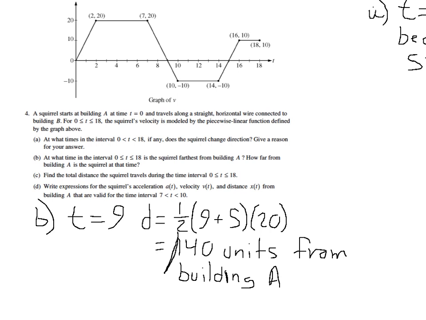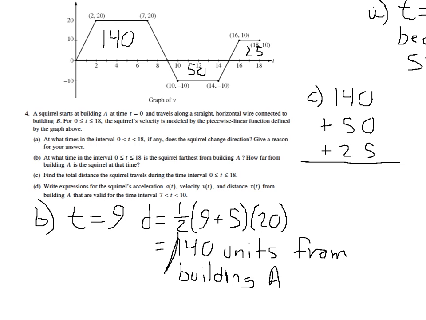If we already know that this area here is 140, we can use trapezoids again to figure out that this is 50, and then this area here is 25. So for part C, we're just going to add 140 plus 50 plus 25. Again, those are all just adding these three areas up, and we get 215 units.